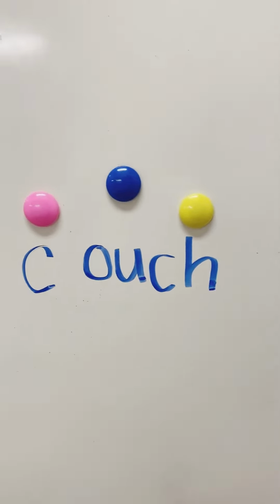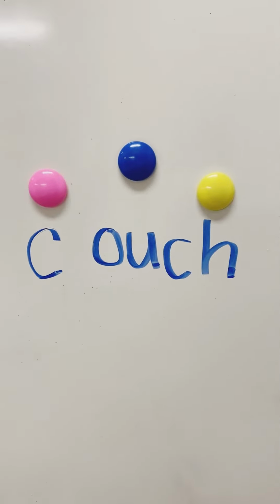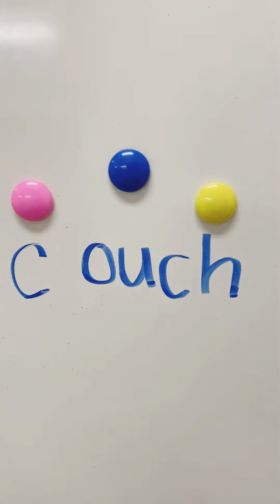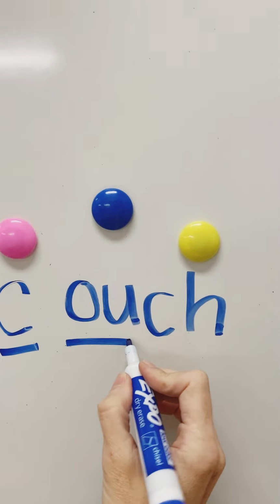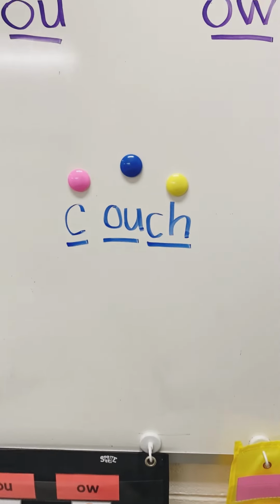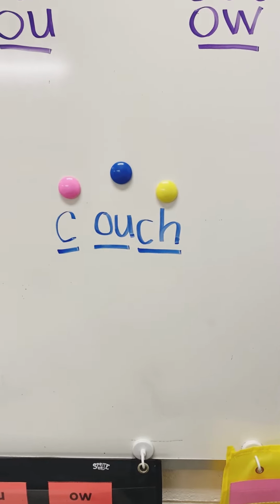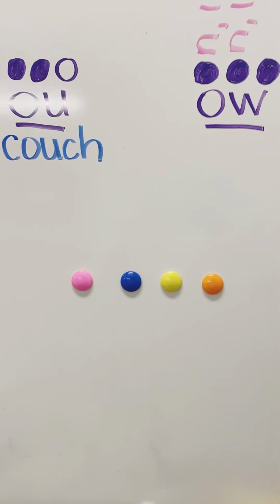After students write this on their board, so I model it, then they write the word couch, and then I'll say, let's underline the sounds. As I say a sound, I'd like you to underline it. K. Students underline k. Ow. Ch. I'm watching them as they do this because I want to make sure that they're getting that sound symbol correspondence correctly. The next word is brown.